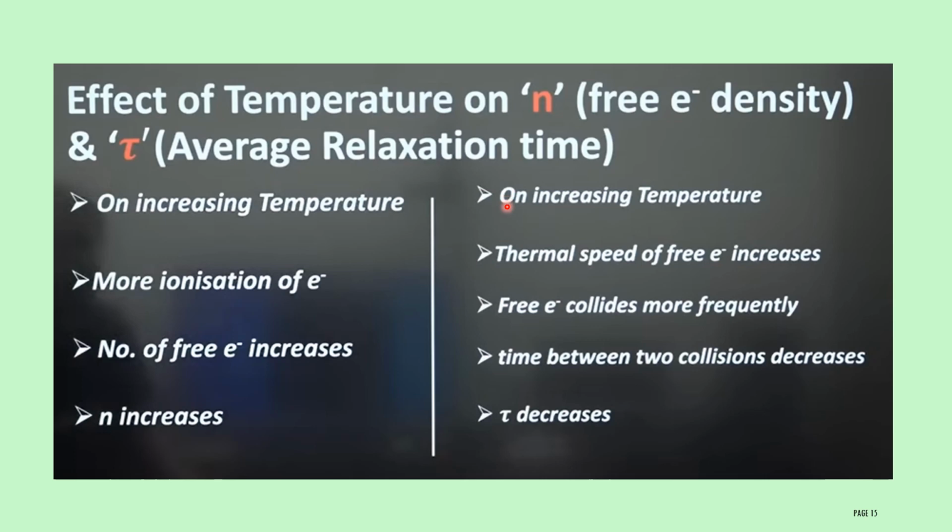Then let us discuss the effect of temperature on relaxation time. What is meant by relaxation time? The time between two successive collisions we call relaxation time. As temperature increases, the thermal speed of free electrons increases, so the free electrons collide more frequently. Therefore, the time between two collisions decreases. Therefore tau, the relaxation time, decreases. These are the main effects on free electron density and relaxation time. When you increase the temperature, the number of free electrons increases, and the relaxation time decreases.